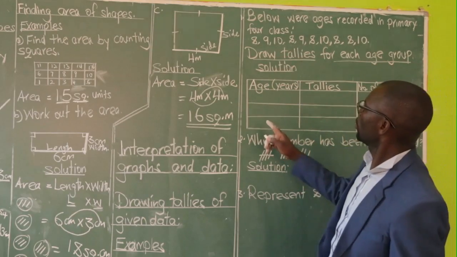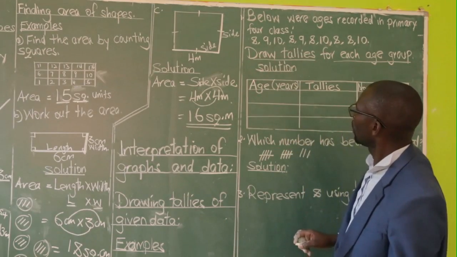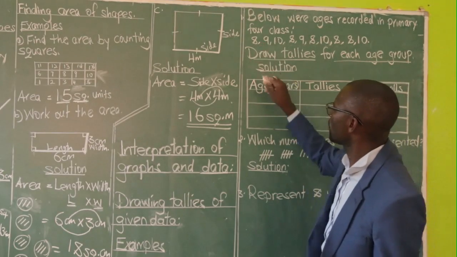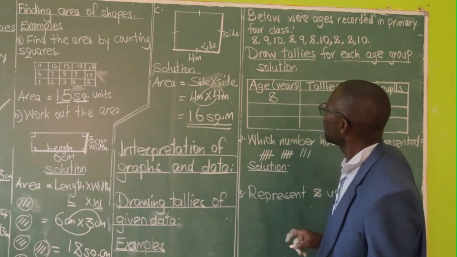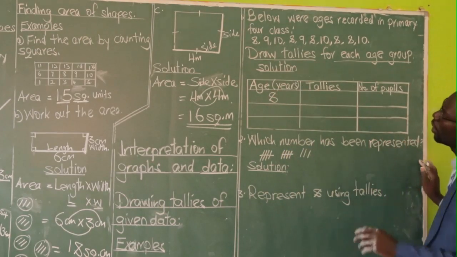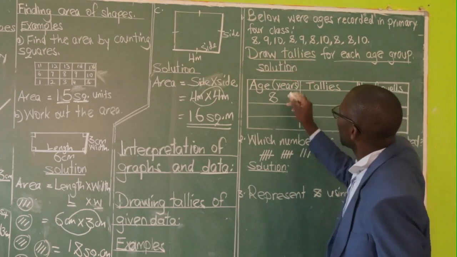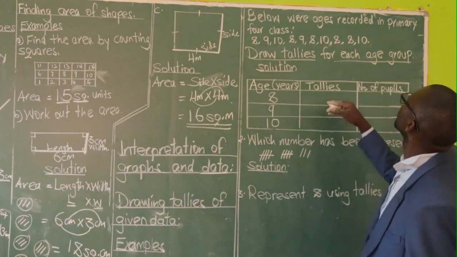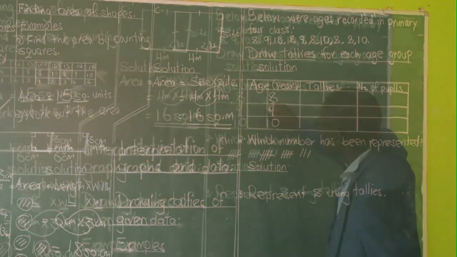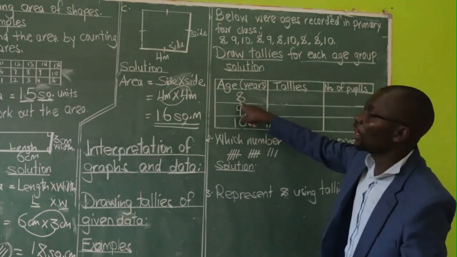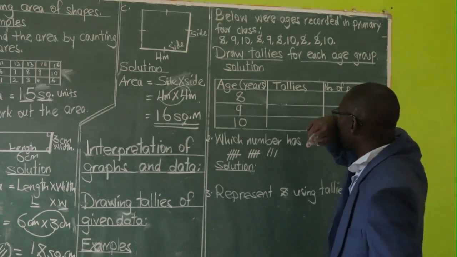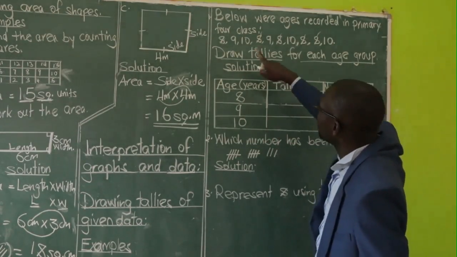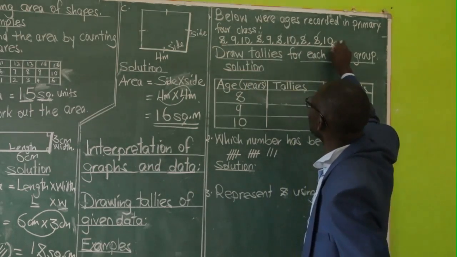So now, we are going to look at 8. If we have 8 there, how do we draw the tallies for age group 8? First of all, how many age groups do we have here? We have 8, we have 9, we have 10, do we have 11? No. So those are the age groups that we have. So we have the age group of 8, and we want to find how many pupils were 8 years. So we shall come to our data here, the information we have.